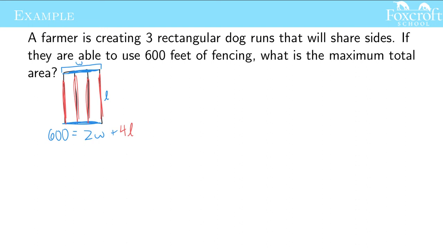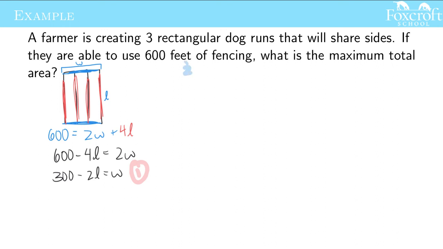And now that I have my perimeter, it's going to get broken up into 2 width pieces and 4 length pieces to create these 3 dog runs. I can solve this. I'm going to solve it for W for the only reason that when I divide by 2, it's easier than dividing by 4. So I'm going to subtract the 4L over, divide everything by 2. All right, so that's step 1: creating my perimeter equation and solving it for one of the variables.